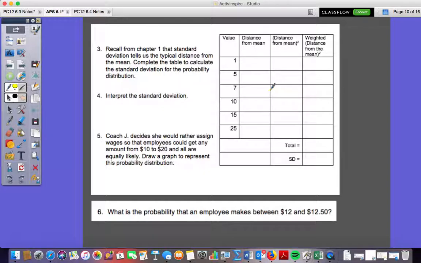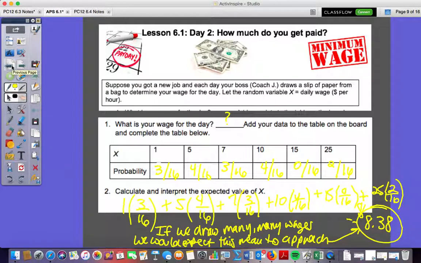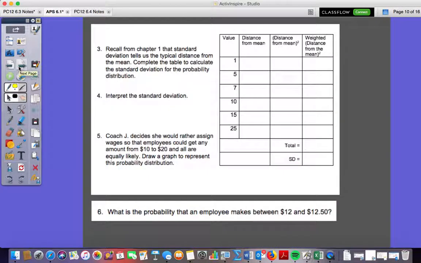The mean was 8.38. Let's do 8.4 just for the heck of it. The distance from the mean from a $1 value would be what? Negative 7.4, okay? So fill this in. What about 5? Good. 7? Good. 10? Is it 1.6? Yeah, 1.6. 15? 6.6. And 25? 16.6. All right, nicely done.